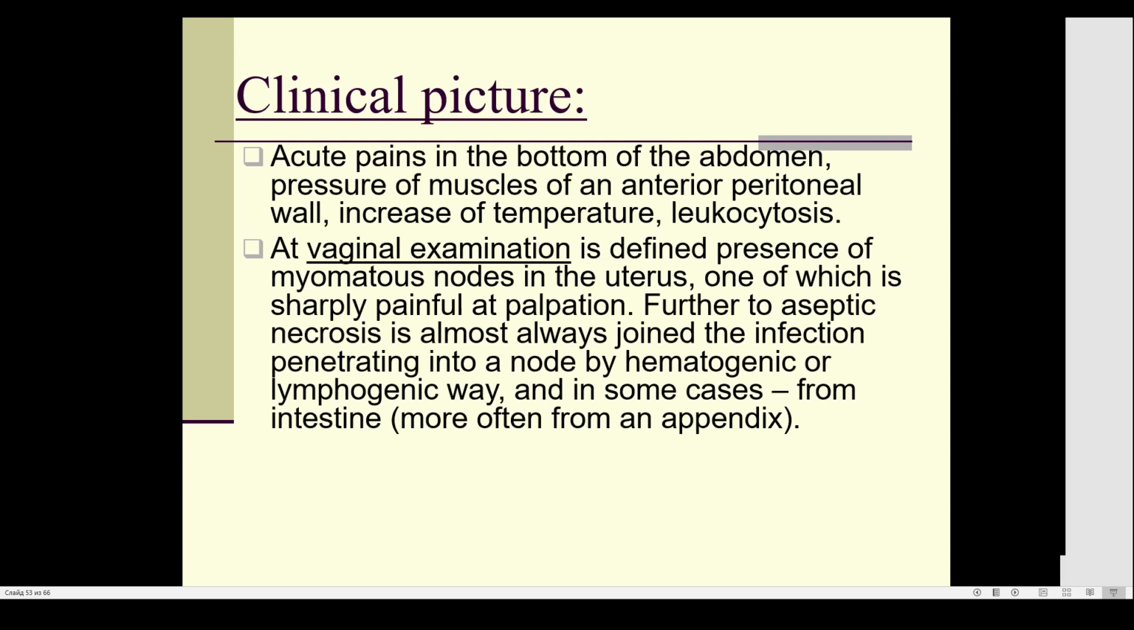At vaginal examination, the presence of myomatous nodes in the uterus is defined, one of which is sharply painful at palpation. Further, infection is almost always joined to the aseptic necrosis, penetrating into the node by the hematogenic or lymphogenic way, and in some cases from the intestine, more often from the appendix.